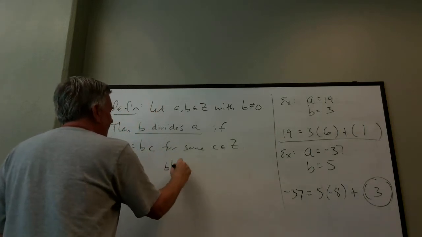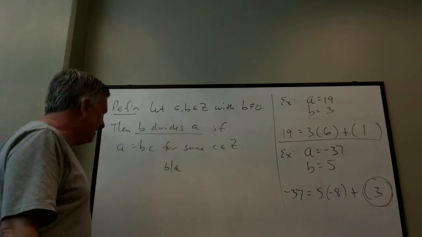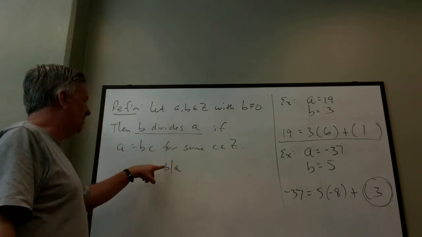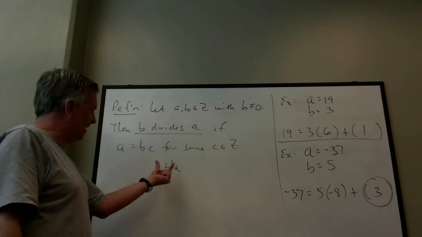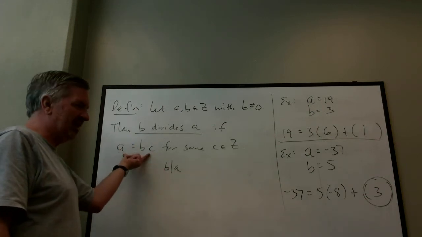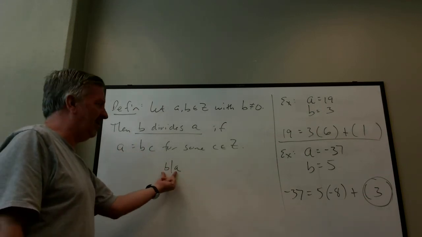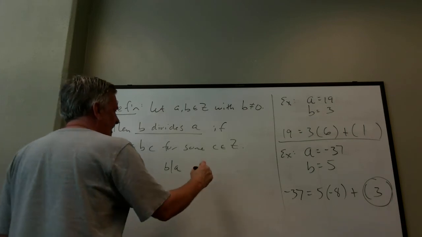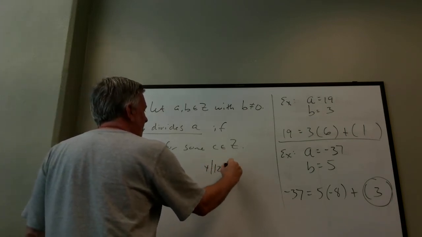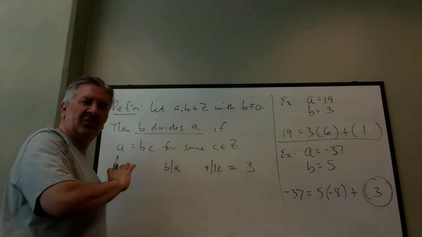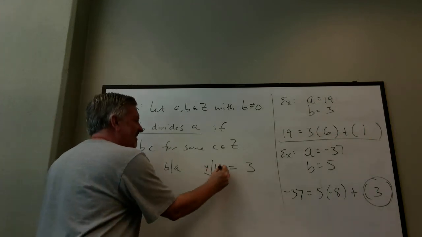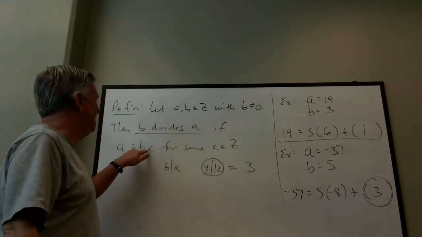Right. B divides a means a can be written as b times c for some integer c. This means this. B divides a is not a number. I'll have students write all the time, 4 divides 12 equals 3. That makes no sense at all. This is not a number. It is an idea, right?